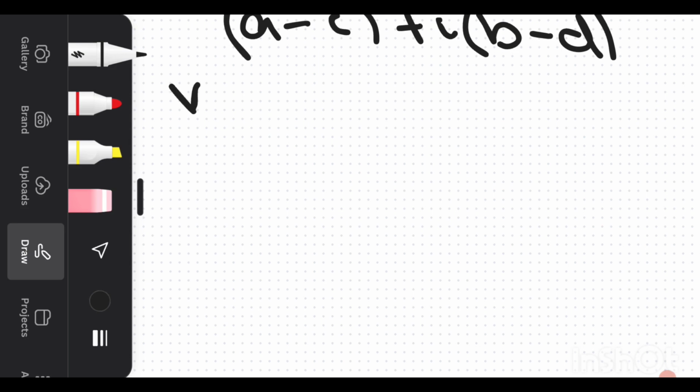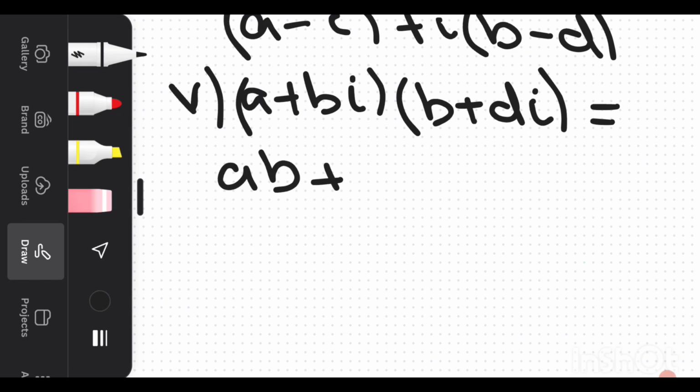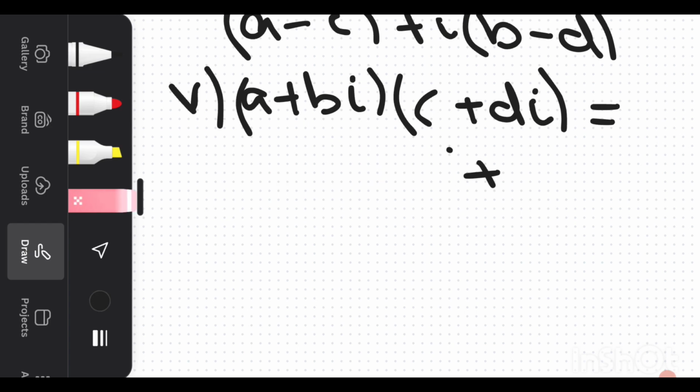Now the fifth one is how we will multiply two complex numbers, like a plus b iota into c plus d iota. So now a will be multiplied with c, so it's ac, plus ad iota, and so on.